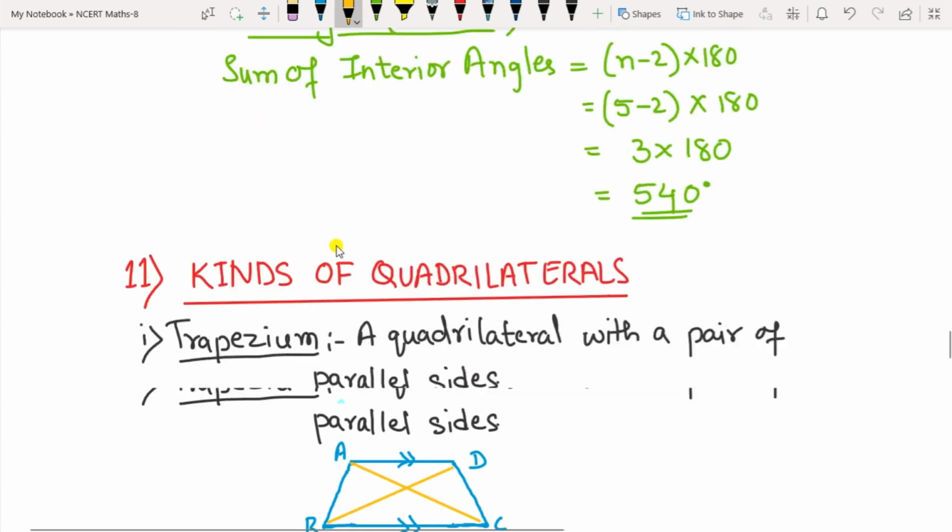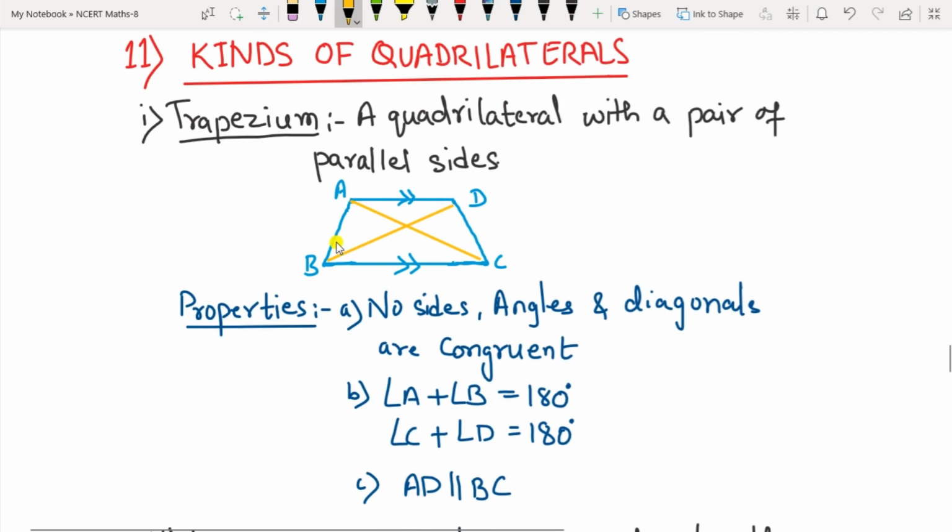Okay. Now the next part is kinds of quadrilaterals. What are the different kinds of quadrilaterals and their properties? First one is the trapezium. A quadrilateral with a pair of parallel sides is called a trapezium. Now this arrow shows the parallel sides here. Okay, and the yellow one is the diagonal in the figure.